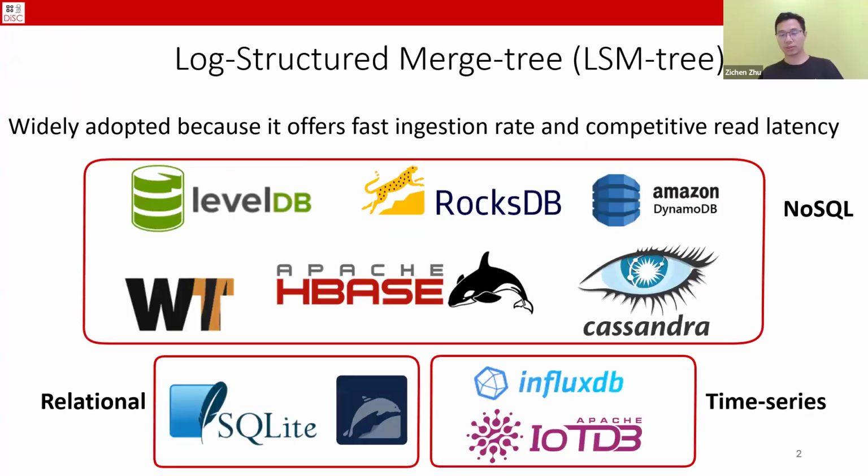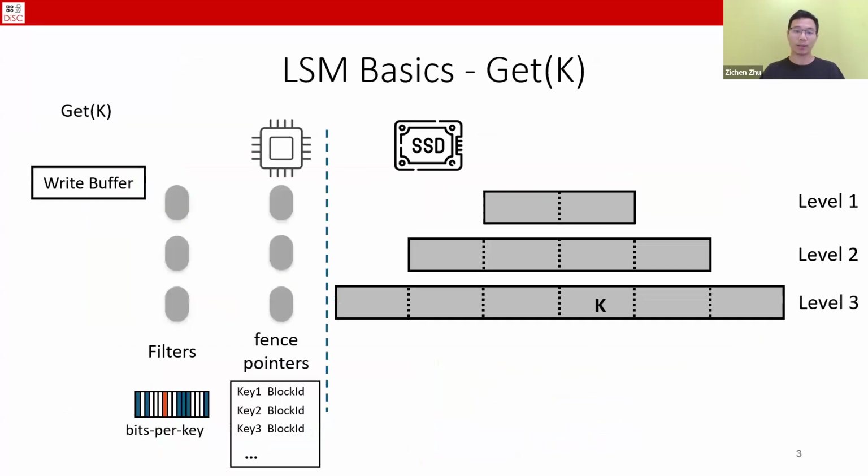Log-structured merge tree, short as LSM-tree, has been widely adopted in many databases because it offers fast ingestion rate and competitive read latency. In LSM-tree, most of the data will be stored on disk, and the data will be organized by level. Each level is essentially a sorted run, and the capacity of each sorted run will grow by a constant factor T. To accelerate point lookups, LSM trees maintain two meta structures, Bloom filters and fence pointers.